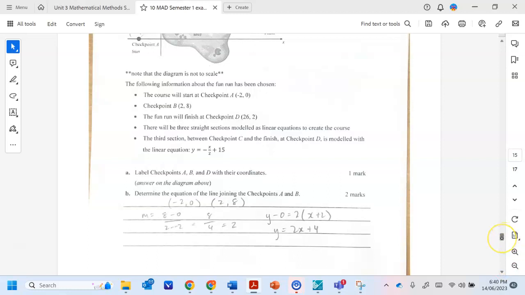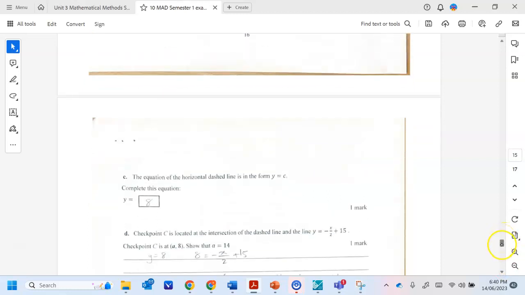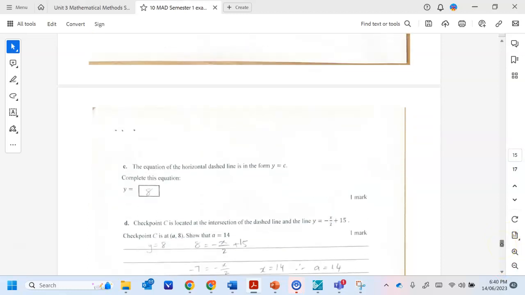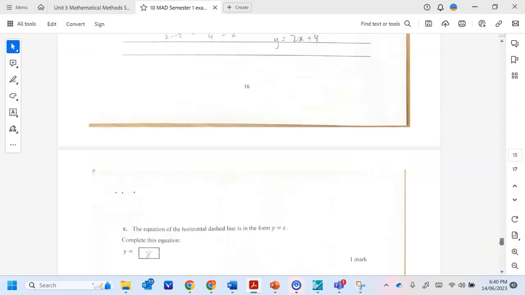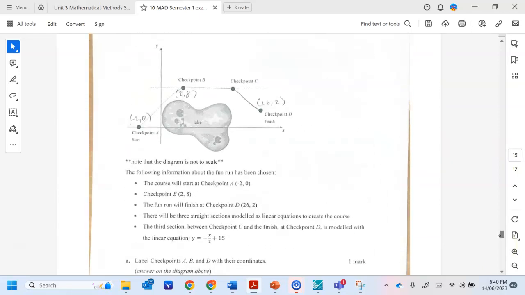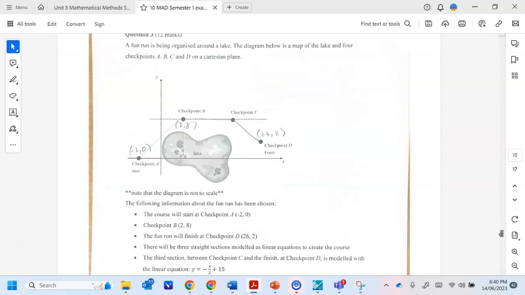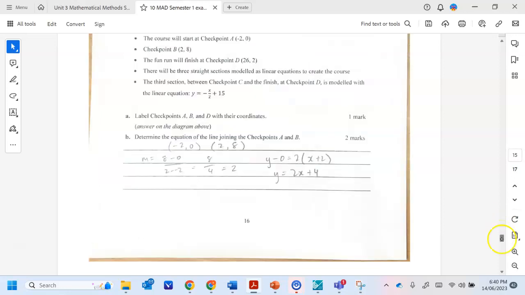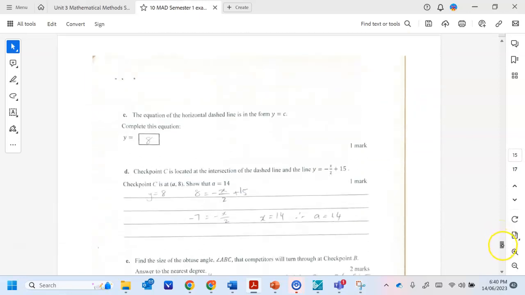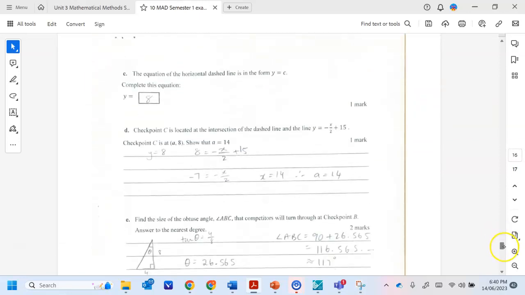Just scrolling down, trying not to skip anything. All right, question C was done quite well for most of you, but it's a y equals c. So it's just basically asking you what the equation of this line is. So if this one's 2, 8, that equation, everything on that line is y equals 8. Okay, so we did a similar one earlier in multiple choice. Checkpoint C is located at the intersection of the dashed line and that.